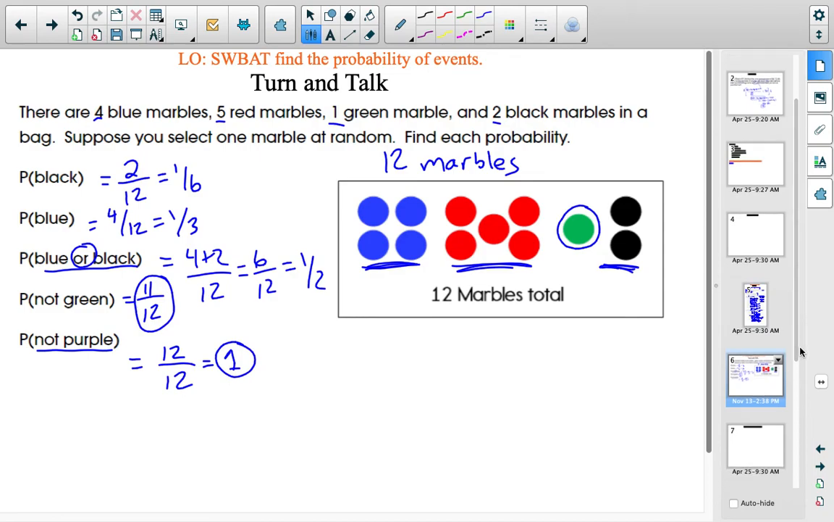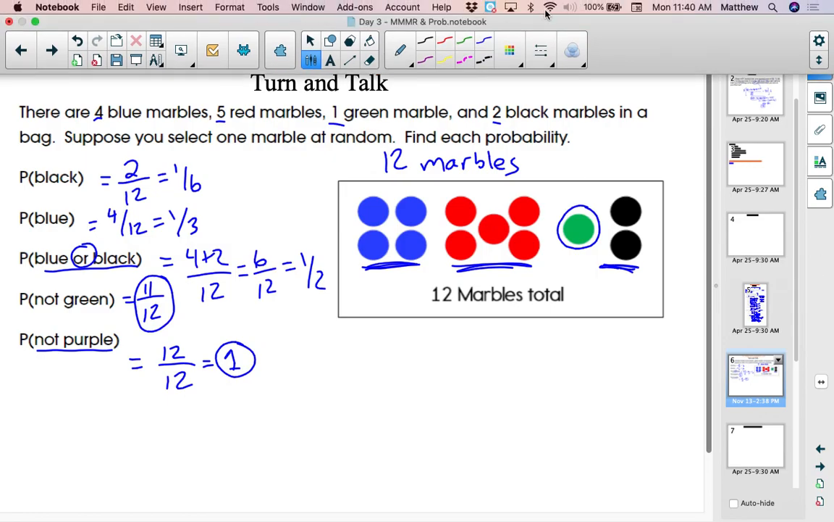Tomorrow we'll look at dependent and independent probability. Okay. Obviously, send me an email or send me a note in Schoology if you have any questions.